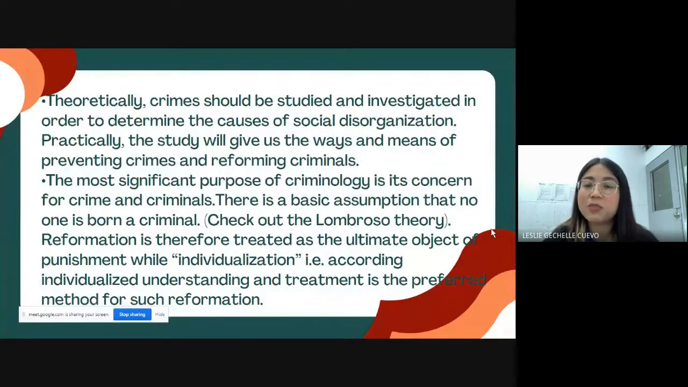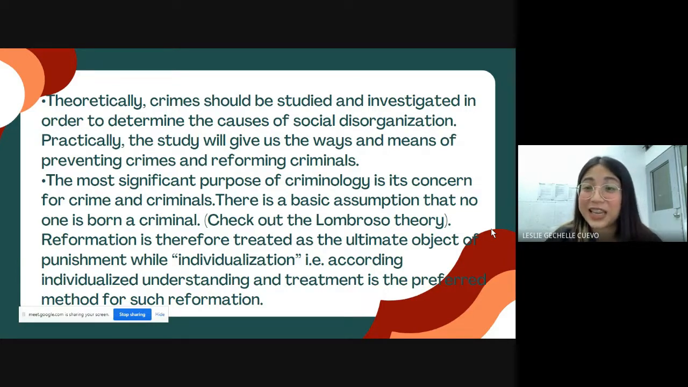The most significant purposes of criminology is its concern for crime and criminals. There is a basic assumption that no one is born a criminal. Walang pinanganak na kriminal, yun ang sabi. At hindi ito namamana. Although merong theory na nagsasabi na mamana yun. Di ba? Complex ang criminology.